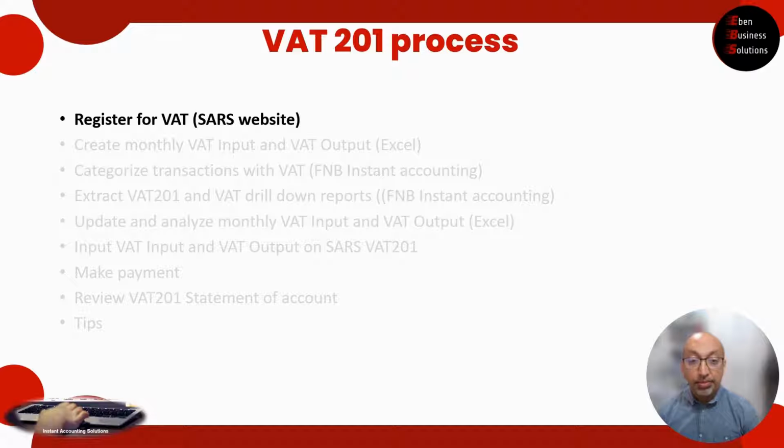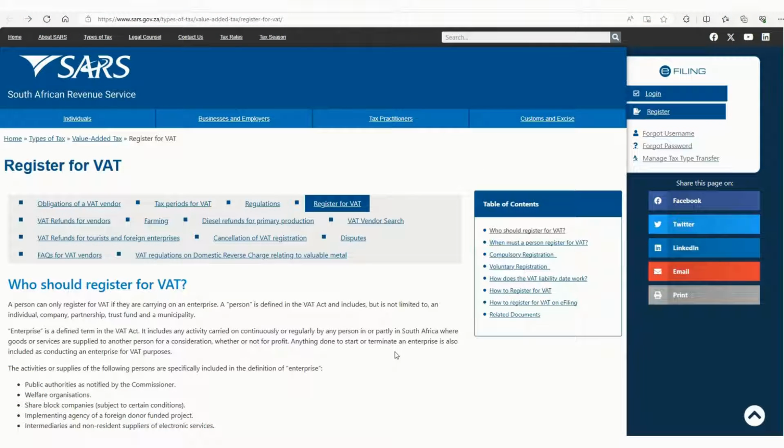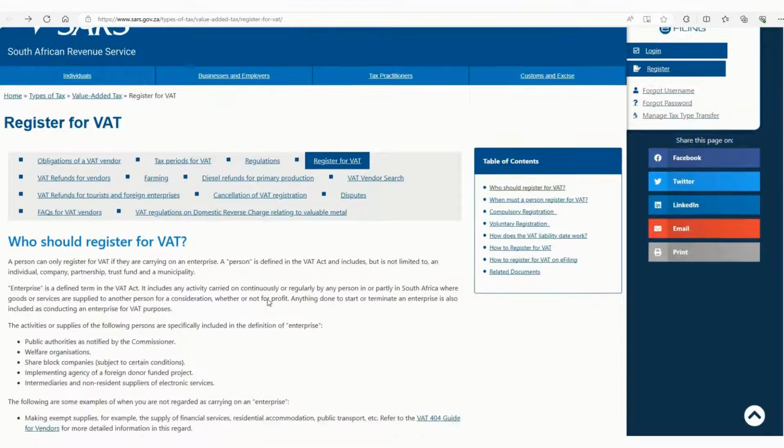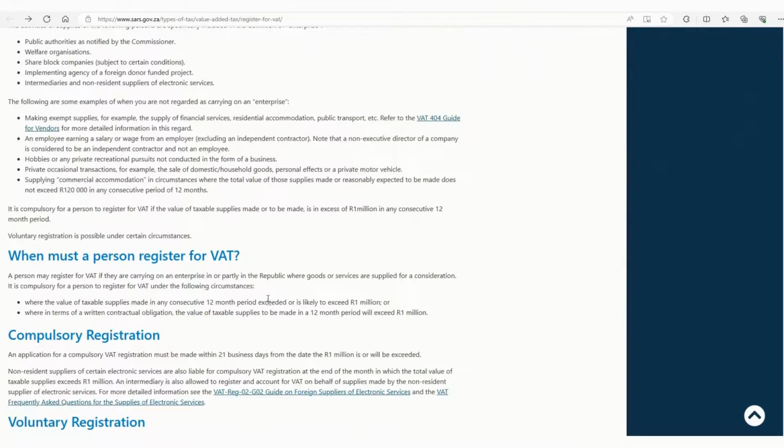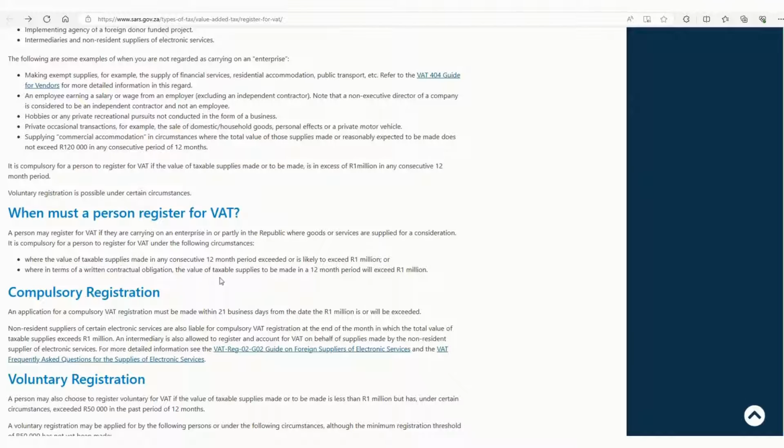So let's start with registering for VAT, and that information is predominantly on the SARS website. When you log on to the SARS website, you can see a lot of information related to registering for VAT, who must register for VAT, and that is companies that generate through sales of goods or services over 1 million Rand over a consecutive 12-month period. They need to register for VAT.